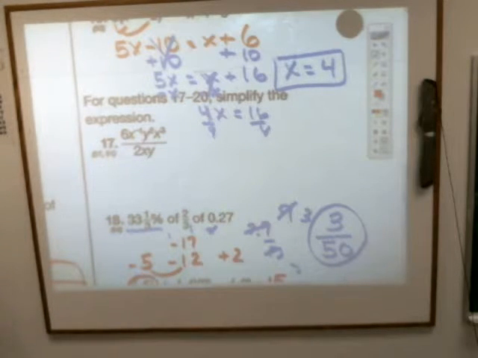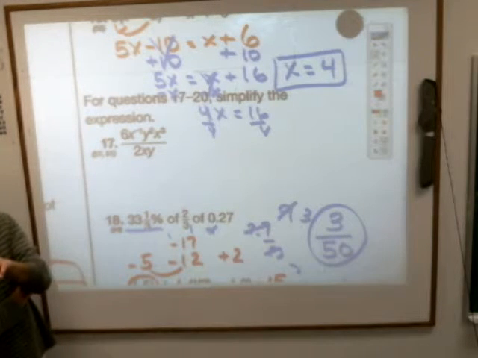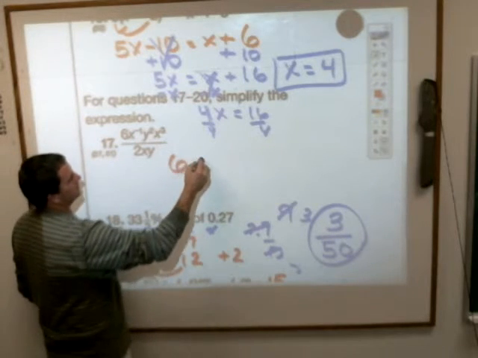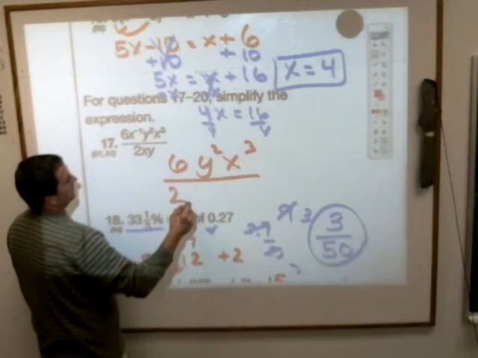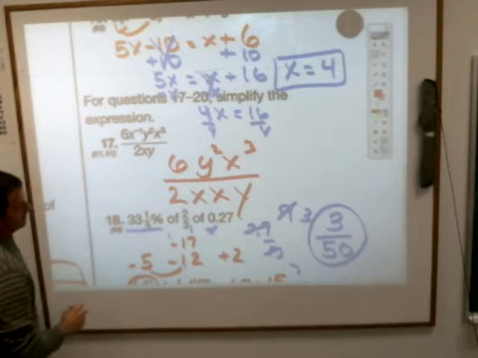Yeah, 17 again has issues for me because there's a couple different ways to do it and I don't know what's the best way to tell you. Who tells me what they did? Lucas. Well, I moved the first x to the negative first power down. Okay, so Lucas is telling me the first thing he does is make all the negative exponents positive. And the way you do that is just by moving it from top to bottom. So we still have a 6 on top, we still have a y squared on top, we still have an x cubed on top. He just moved the x down here, so now we've got two x's on bottom like that.